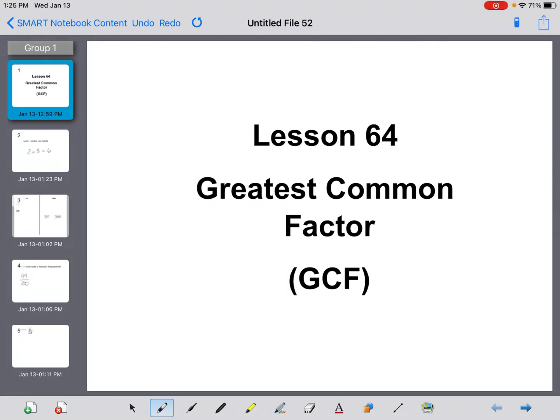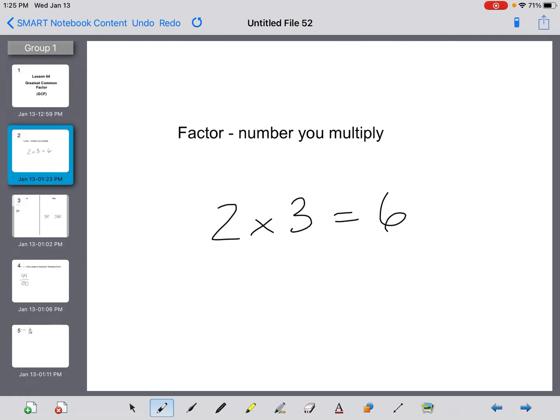Lesson 64, greatest common factor. What we're going to be working on today is not new. We actually have practiced finding the greatest common factor before, way back in lesson 20. But today we're going to review that skill that we already learned, and then we are going to apply it to fractions directly. All right, so just a bit of a review here, first of all, for some terminology.